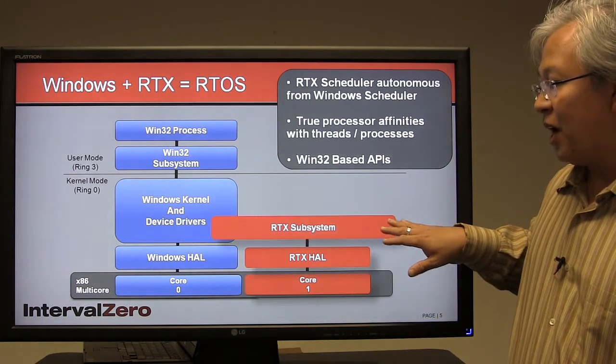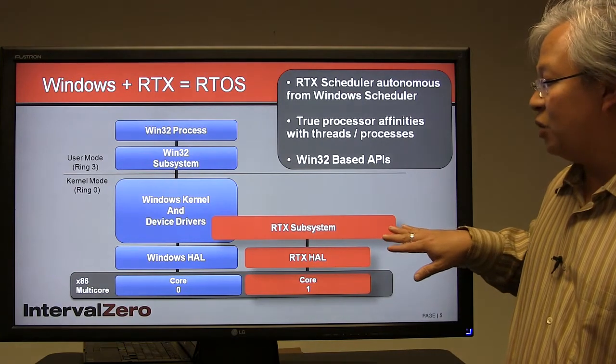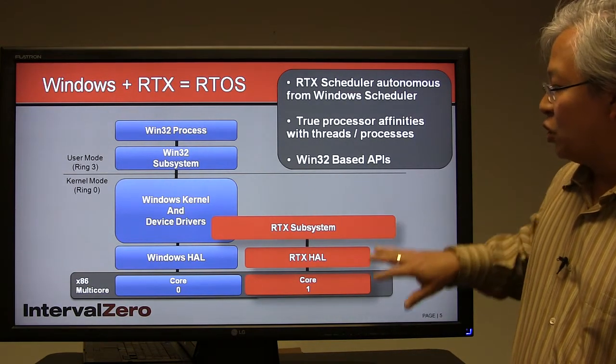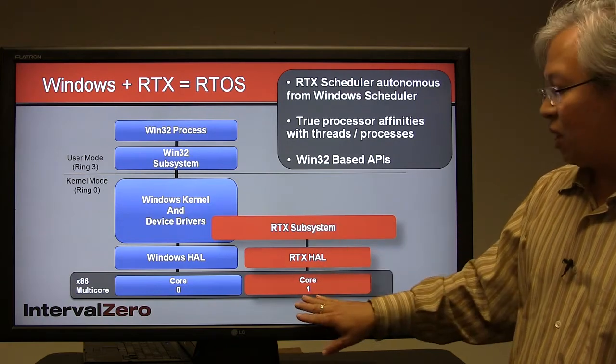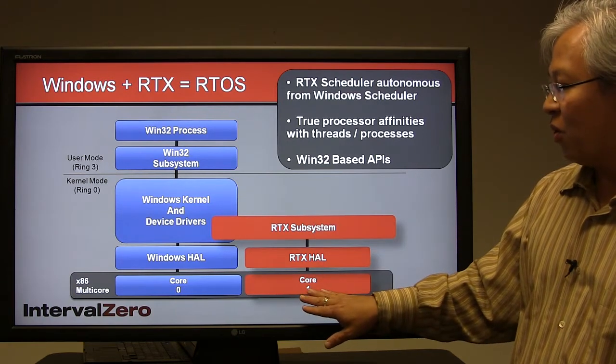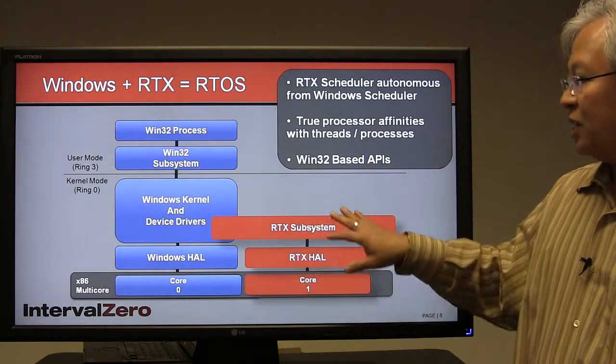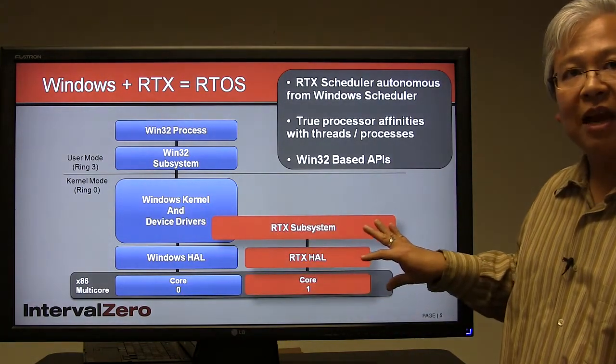Next on top of that is the RTX Subsystem. This is where the real-time scheduler exists. So this is the RTX scheduler. This separate real-time scheduler runs on this core 1, or the second core, and it's totally independent from that of the Windows scheduler. This is how RTX is able to guarantee determinism.